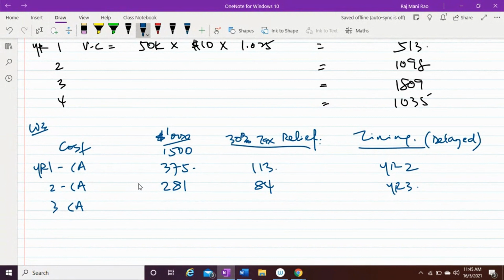Year 3 capital allowances. How much? $211. Tax relief, 63. Timing, year 4. So your written down value is 633.